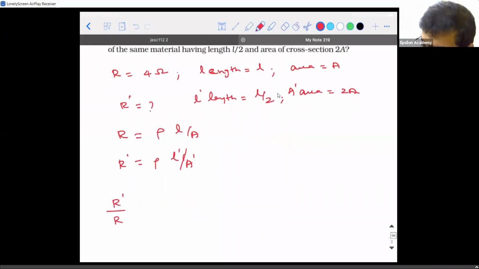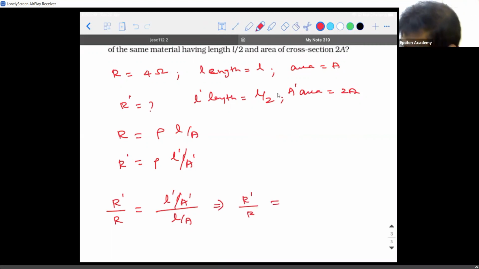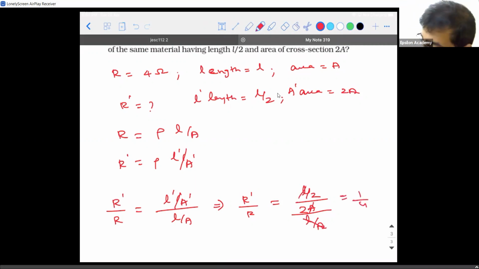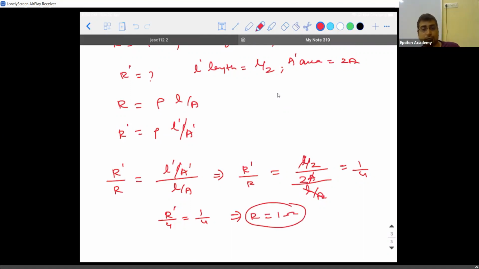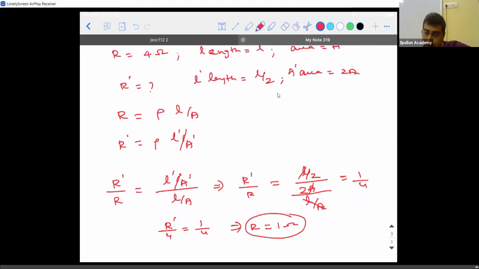So R dash divided by R is equal to L dash divided by A dash divided by L by A, which implies R dash by R is equal to, what is L dash? L by 2 divided by 2A divided by L by A. So L by A will get cancelled, it becomes 1 by 4. So R dash by 4 is equal to 1 by 4, which implies R dash is equal to 1 ohm. Did you understand why I wrote R dash by 4? Because resistance of the given wire is 4 initially. This is the one I used.